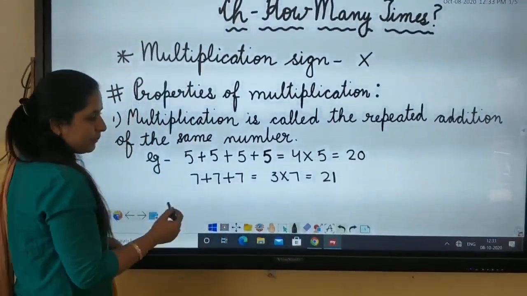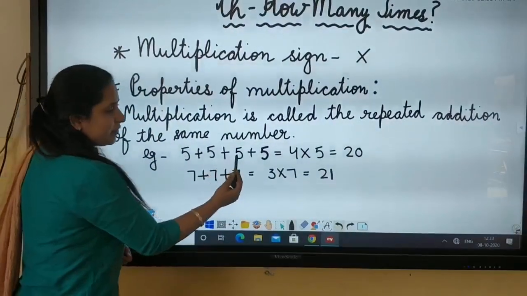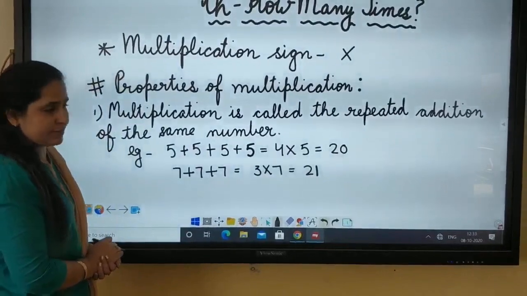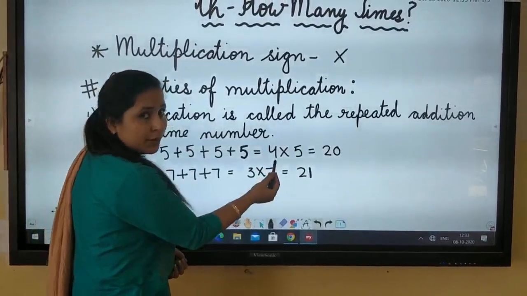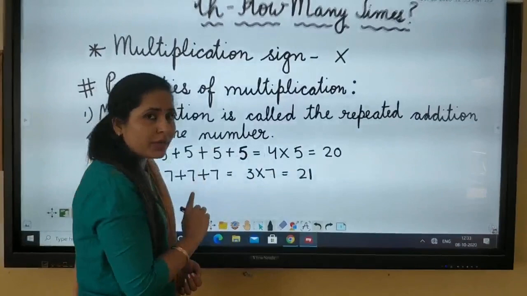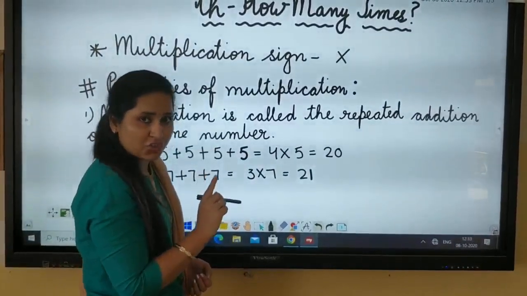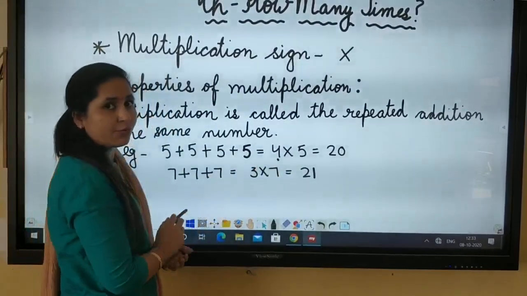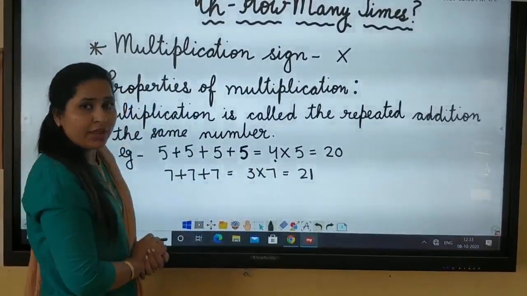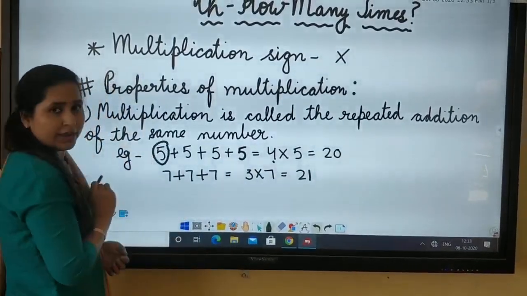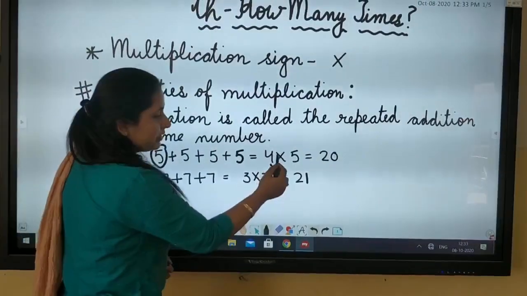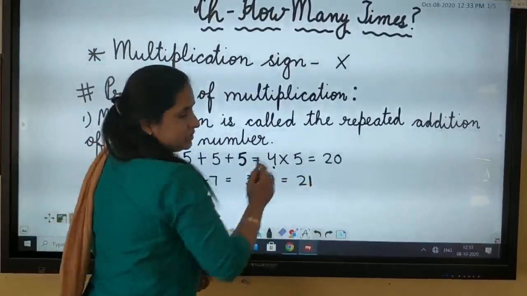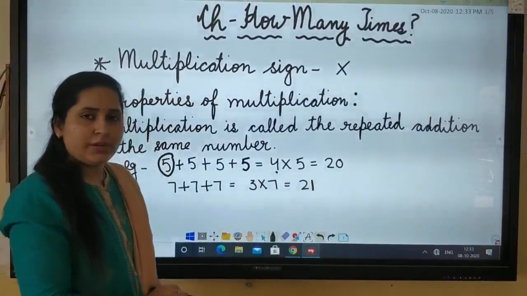Let us see one more example. Like 5 plus 5 plus 5 plus 5. We are adding 5 four times. How many times? 4 times. So first of all we will write the number of times a particular number is being repeated in the addition. So how many times? 4 times. So the number 4 will come first. And what number are we adding? We are adding the number 5. So you will write here 4 multiplied by 5. And we know the table of 4. 4 5s are 20. So the answer is 20 using multiplication.